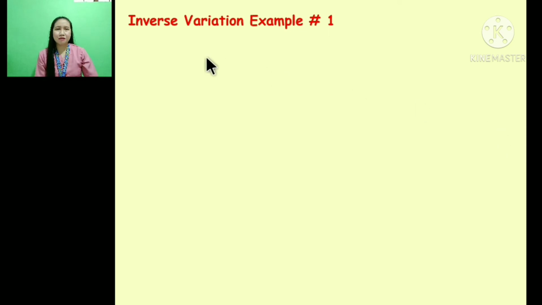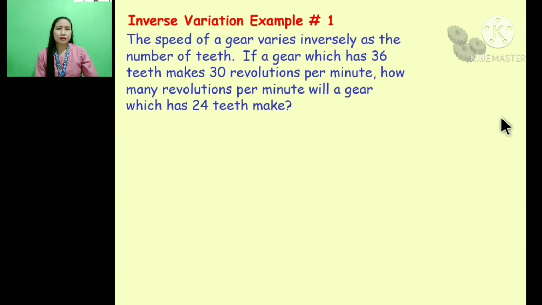Okay, so we have inverse variation example number 1. The speed of a gear varies inversely as the number of teeth. If a gear which has 36 teeth makes 30 revolutions per minute, how many revolutions per minute will a gear which has 24 teeth make?